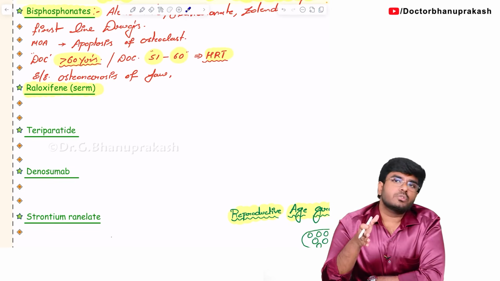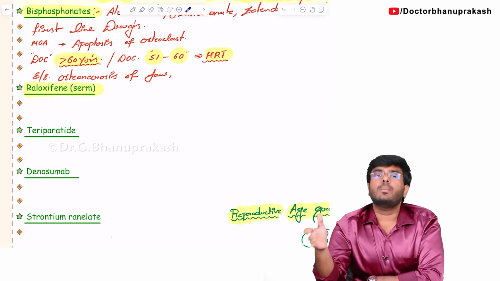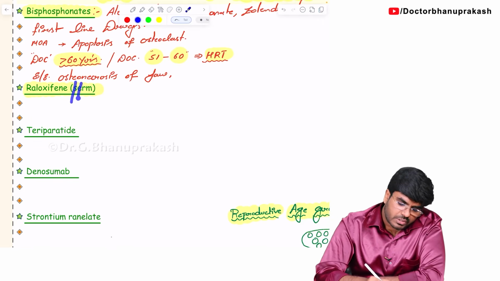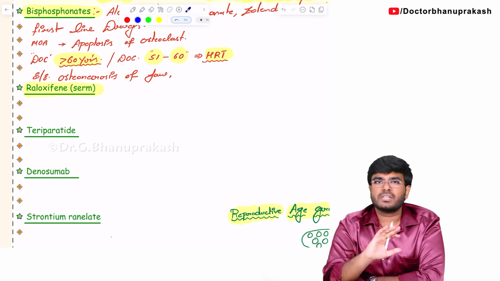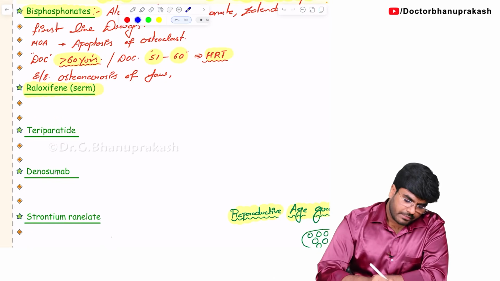So you have to use the estrogen which specifically acts on the bone, which should only target the bone. That's why we are going to use drugs called selective estrogen receptor modulators. It means they are going to act selectively, specifically on the bone tissue, but not on the breast tissue or uterus. So we are going to use a drug called raloxifene.